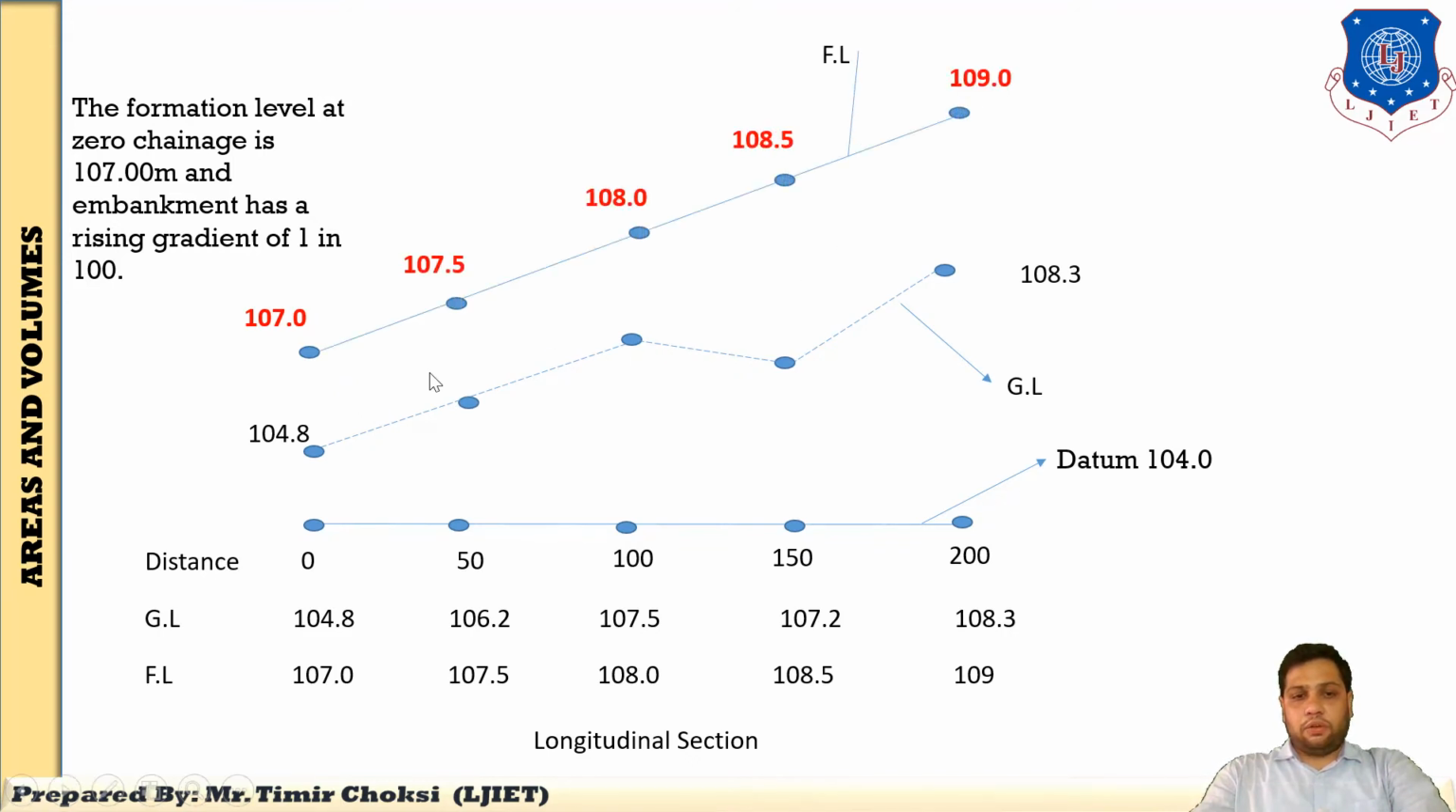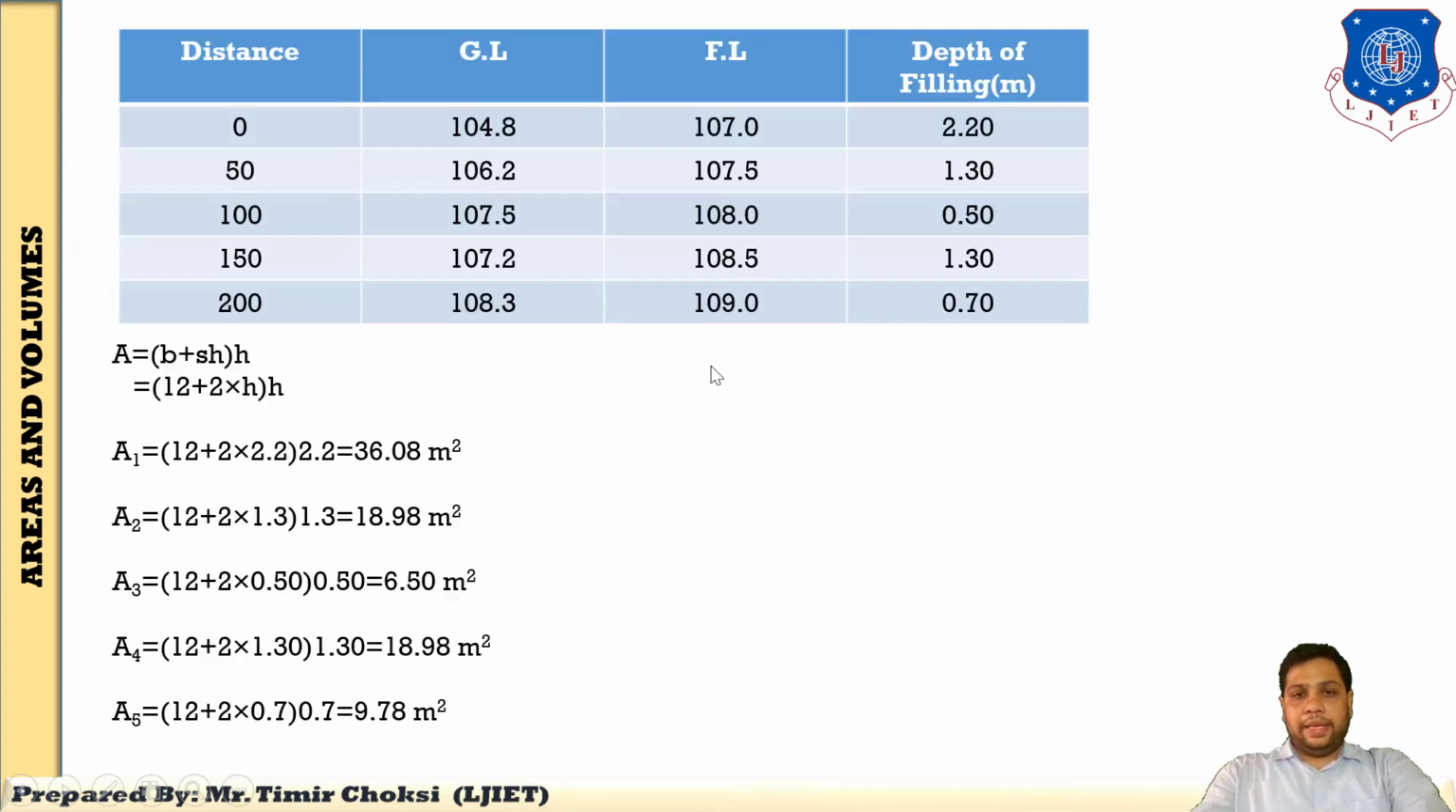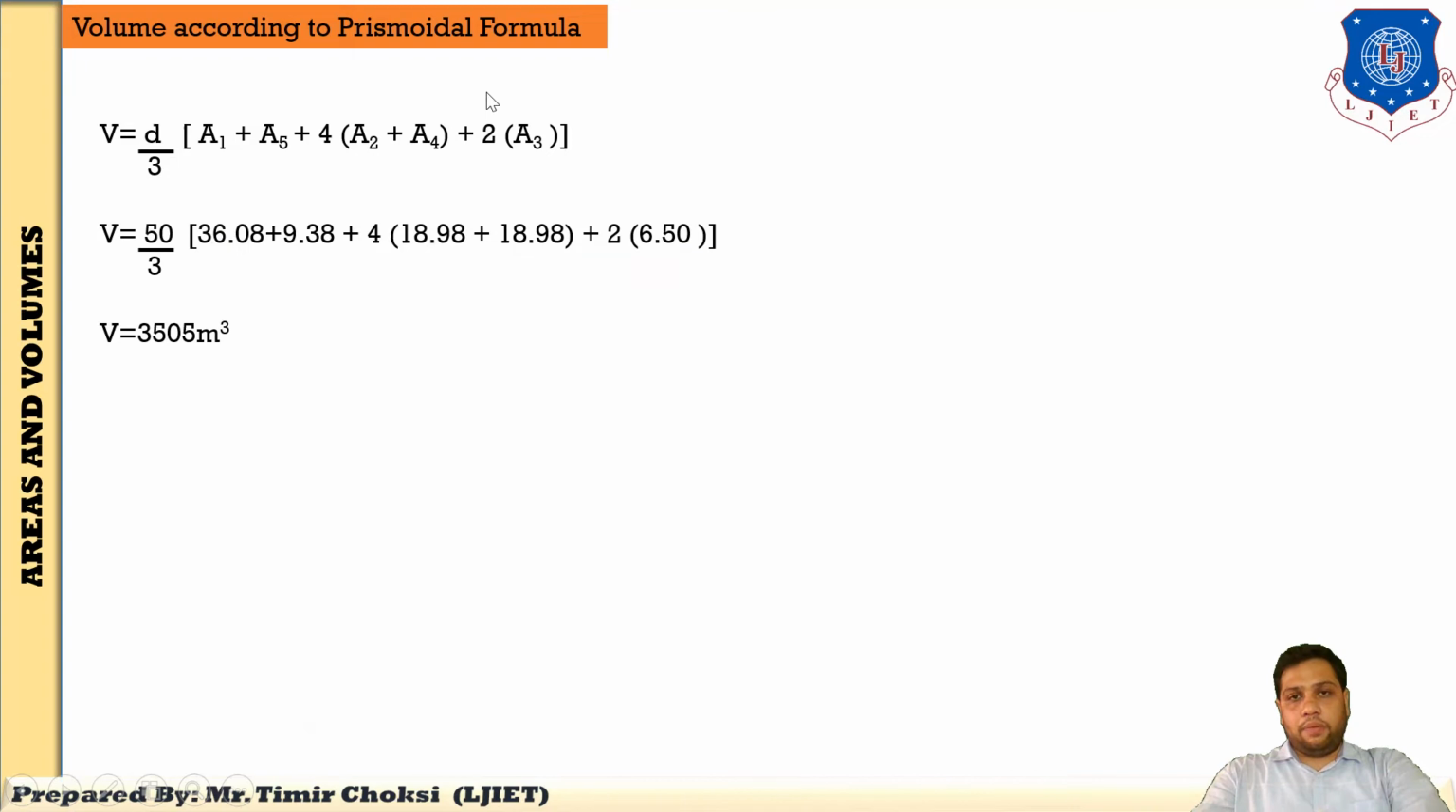So you find the other formation level, then make the table and find the depth of filling, and then find the area and put this area in the Prismoidal formula. So you get the answer of the particular Prismoidal volume of the highway embankment. So this is an example to find out the filling, the volume of the highway embankment.